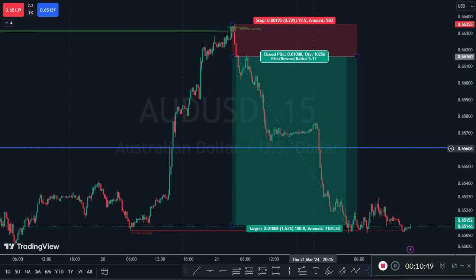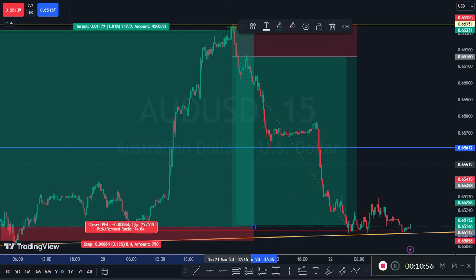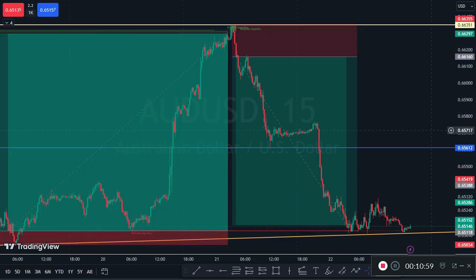And so the next trade we took was the AUD USD. So that was also a very good trade on our end.